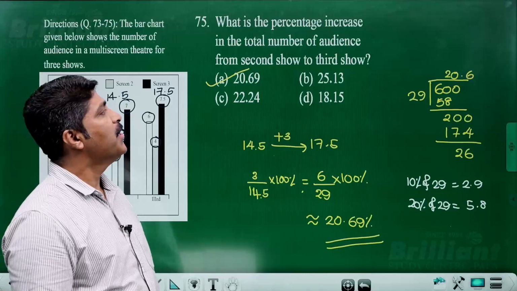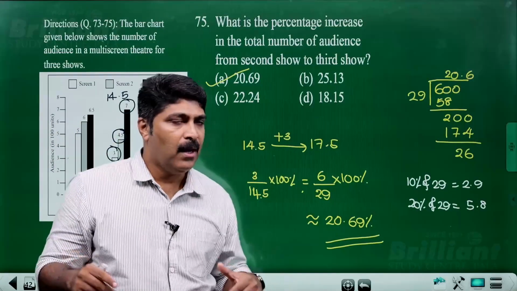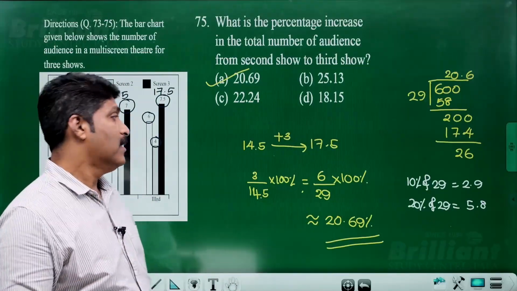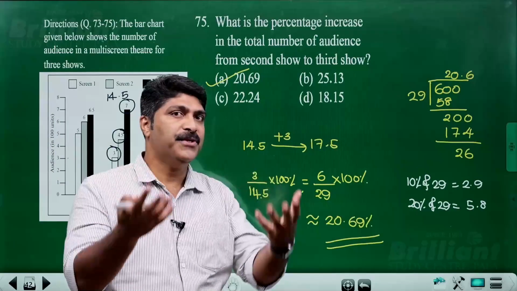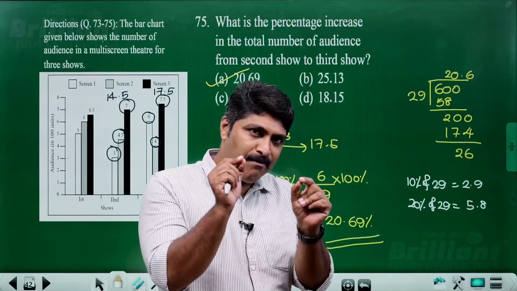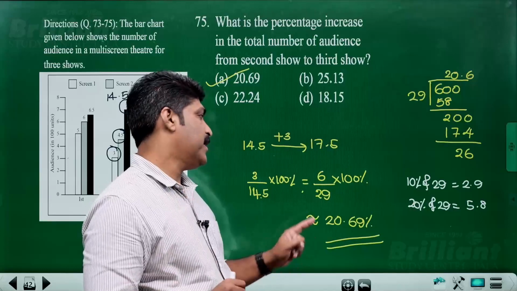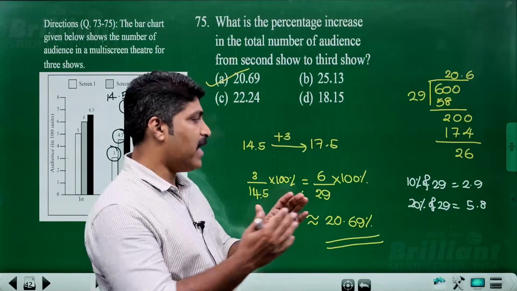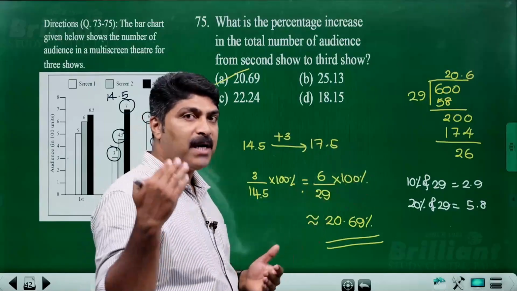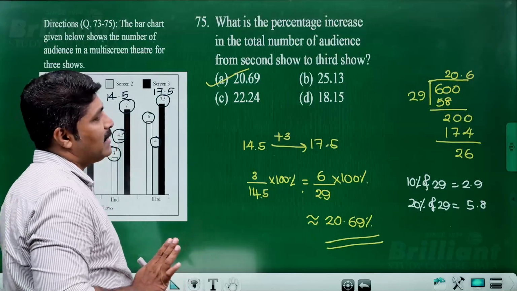Slightly greater than 20%. So if the 22.24 option is confusing you, how can we make sure? The idea is slightly greater than 20%. How much greater than 20%? To 5.8, we have to add only 0.2. So this denominator's 1% is more than 0.2. Therefore, our answer is less than 21%. So the answer is greater than 20% but less than 21%. Only one possible option there, that is 20.69%.